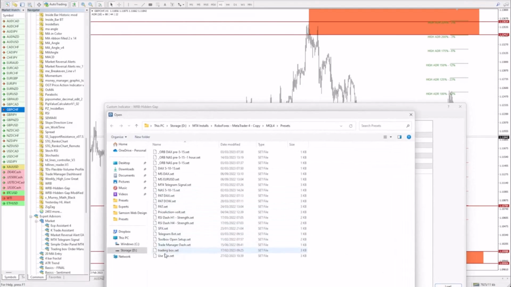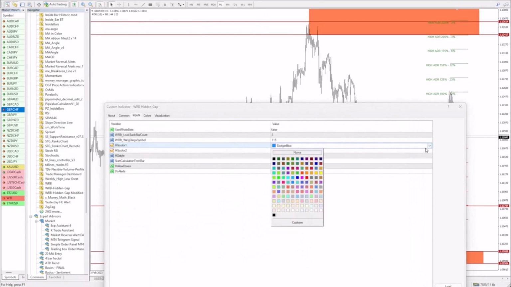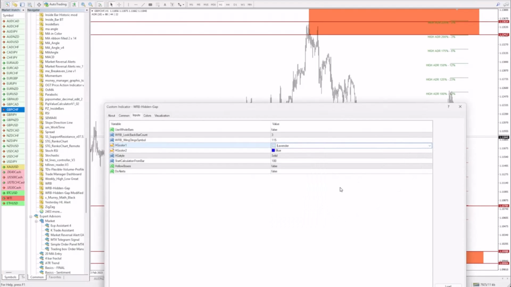I forgot WRB. I haven't got the WRB set file in here. That's annoying. Just change the color of these. Powder blue, that lavender.